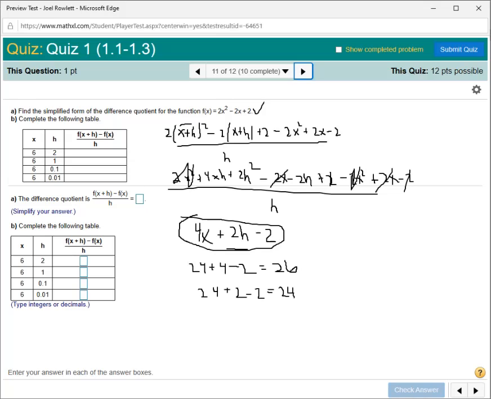The next row, we still have 4 times 6 because x is still 6. That's going to be 24. And h is now 1/10. So let's see if I can do this. 2 times 1/10 is going to be 2/10. So that's going to be plus 0.2.